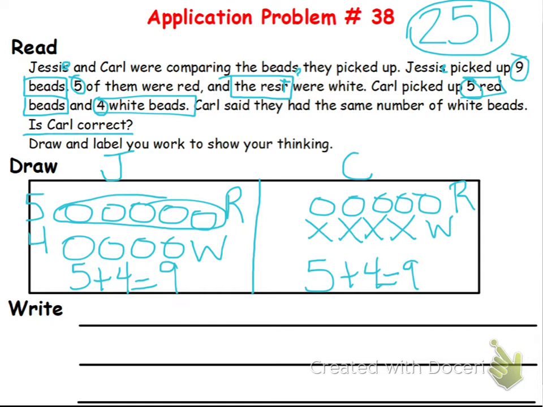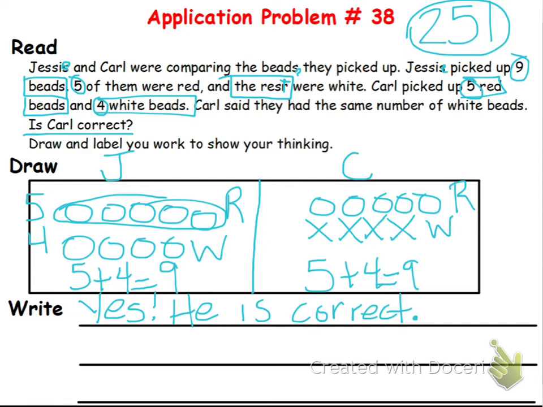Good. Do they have the same number of white beads? Well, let's see. Jesse has 1, 2, 3, 4 white beads. Carl has 1, 2, 3, 4 white beads. So is Carl correct? So we're going to say yes. Exclamation point. He is correct. Period.